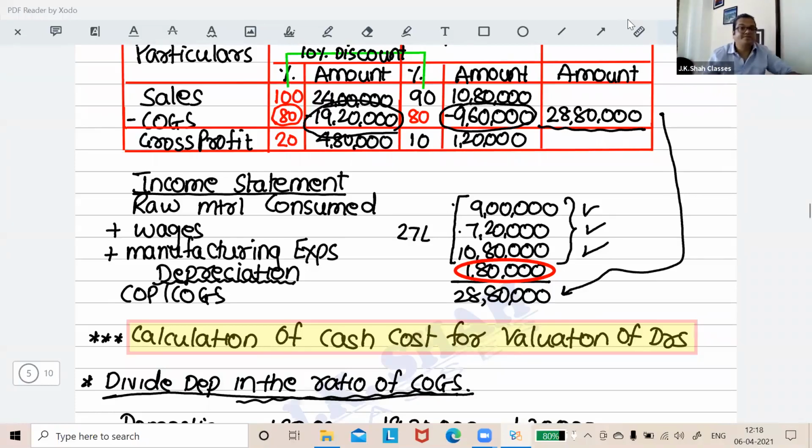What does that mean? That means the balancing figure is what? Depreciation. Did you get this point? See, raw material, wages, overheads are copied from the question. They are given in the question.